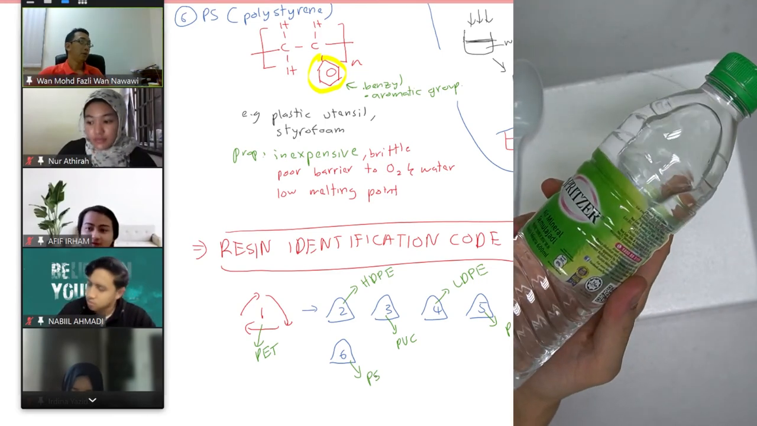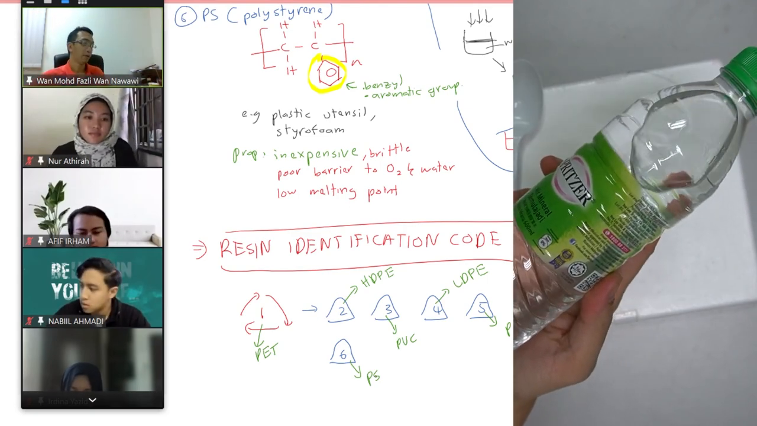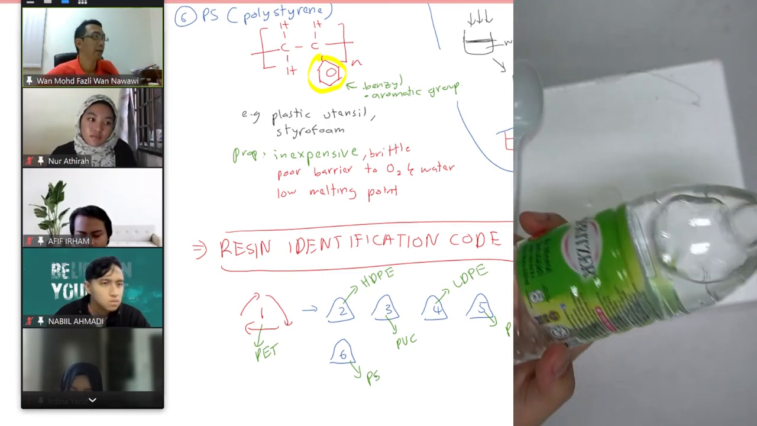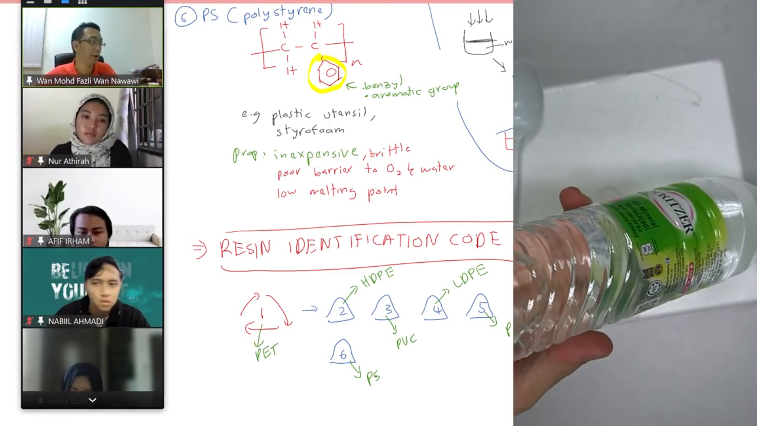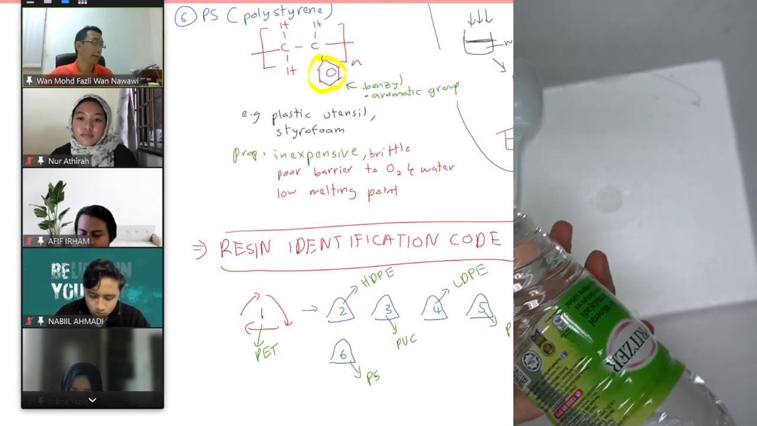So when you learn, it's much easier to remember when you relate it to your life, rather than just learning theory. You go find any plastic material in your home and try to see whether it is PP or whatever. So that is an example of that. Number two is HDPE.